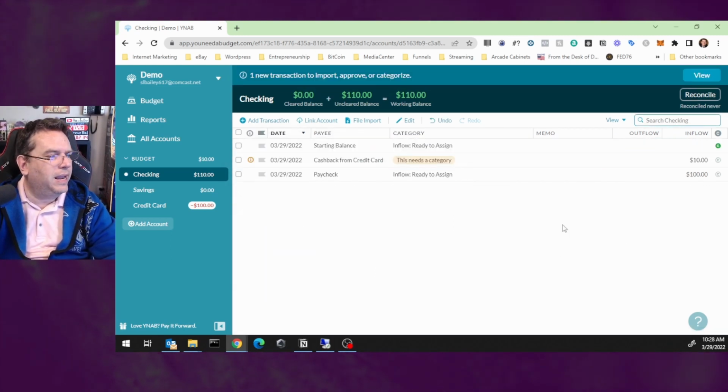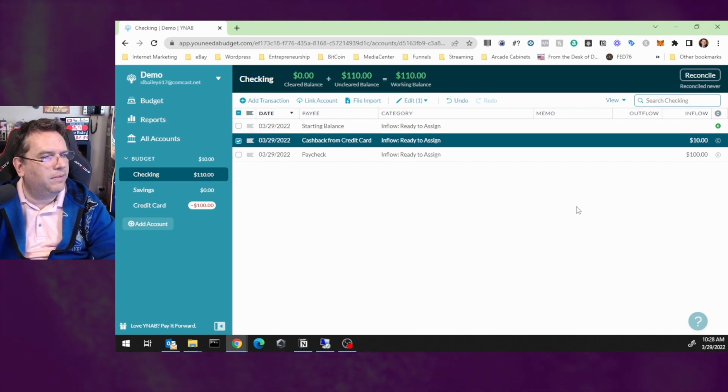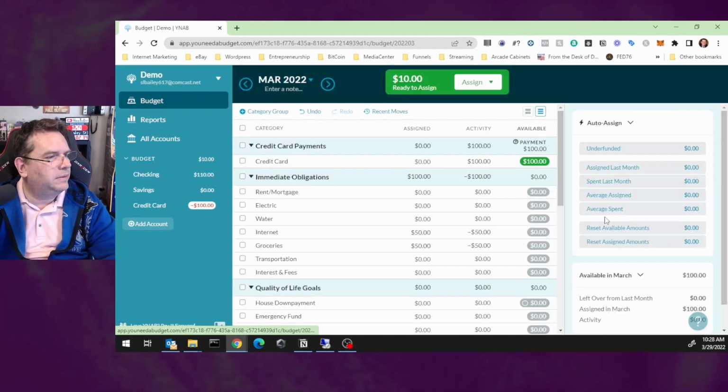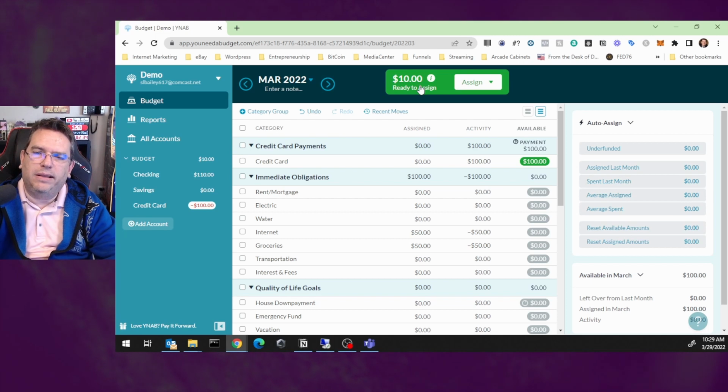Now, in this case, again, it needs a category, so you're still going to assign it ready to assign. Every transaction has to have a category, so that's the category I'm giving it. Now let's take a look at what happened to the budget. So you can see I still owe $100 to the credit card. I still have a $100 bill on the credit card, so this is still balancing out. And I have $10 ready to assign. This is the money that they have deposited into my account as a cashback award for using the credit card.